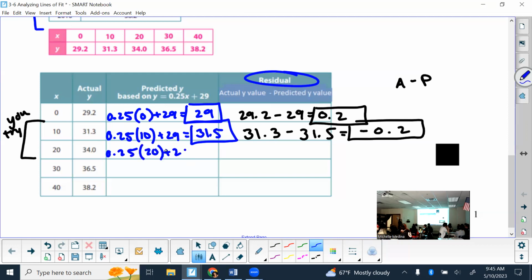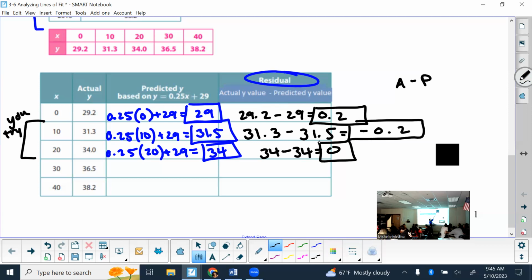So I should only hear table 4. 34 even. All right, that's what I also got too. So then my residual table 5 is what? 0. 34 minus 34. Actual minus predicted gives me my residual 0.